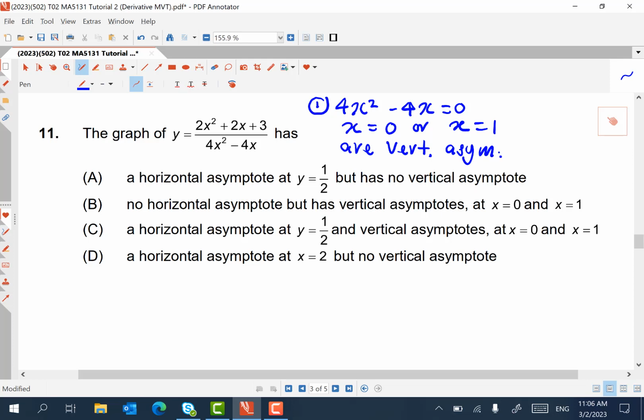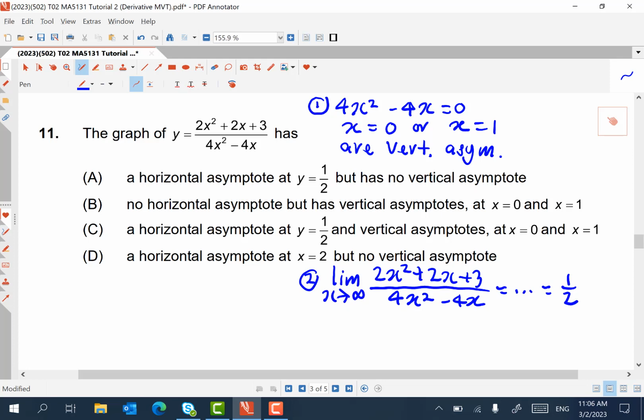Then to look for the other kind of asymptotes, you check this: as x goes to infinity, you can calculate the limit using whatever method you know of, whether from chapter 1 or using L'Hopital. If you calculate the limit and this gives you, in this case, half, that tells you that y equals half is a horizontal asymptote.